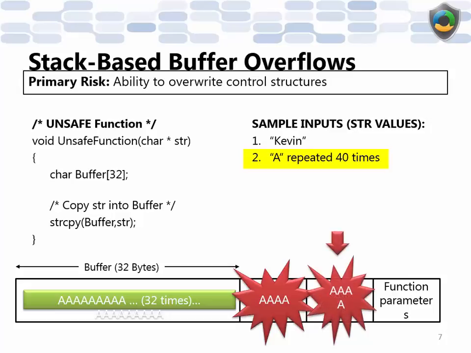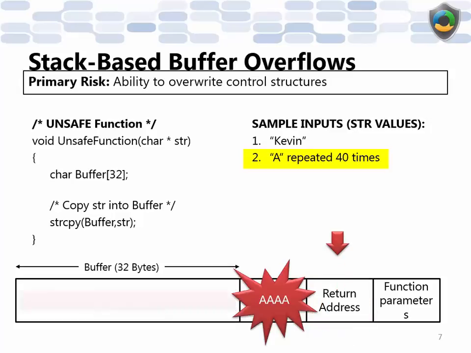So the saved frame pointer and the saved return address have now been overwritten with byte values for the letter A, or hex 0x41. So when the unsafe function completes its execution, the CPU will read the value currently in the saved return address, which is now 0x41414141, into the EIP register and try to execute that instruction. It'll probably cause the process to crash. But a malicious user could have specified their own address there to continue execution.